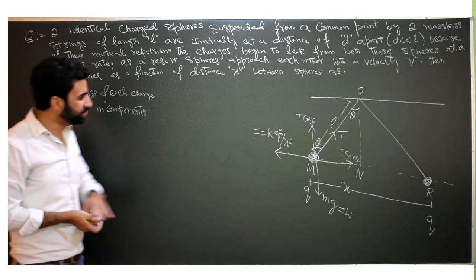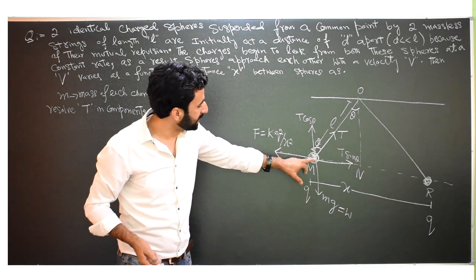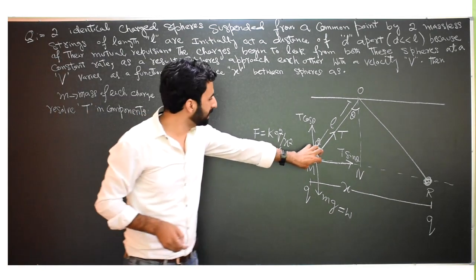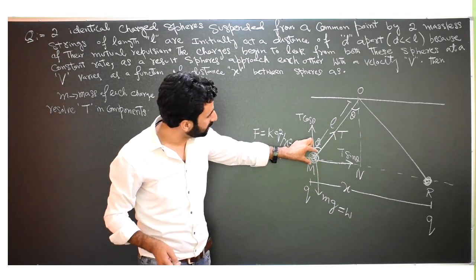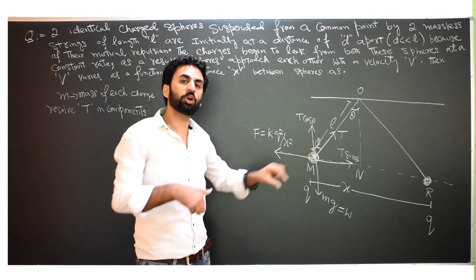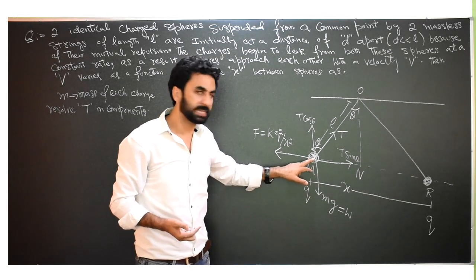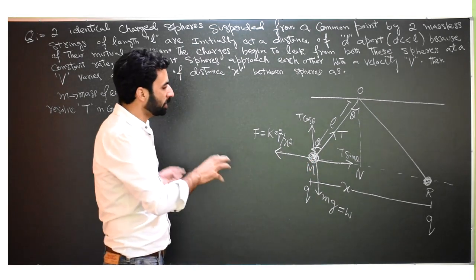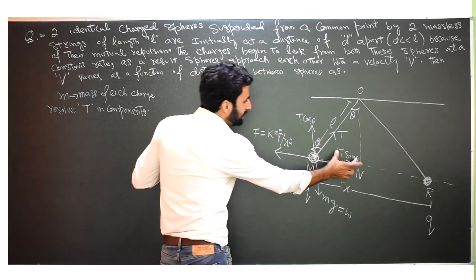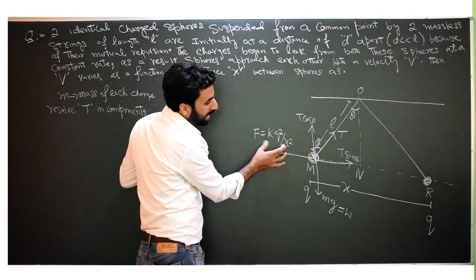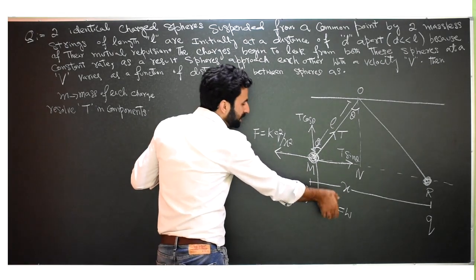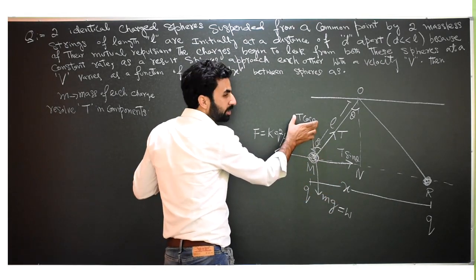Fine. Now since initially this charged particle is held at rest, there is equilibrium of concurrent forces, or the net force acting on this charged particle is zero, because only in that case is the charged particle at rest. Which means total force is zero, so T sine theta has to be balanced by the electrostatic force of repulsion, and the weight of the body mg is balanced by the cosine component of the tension.